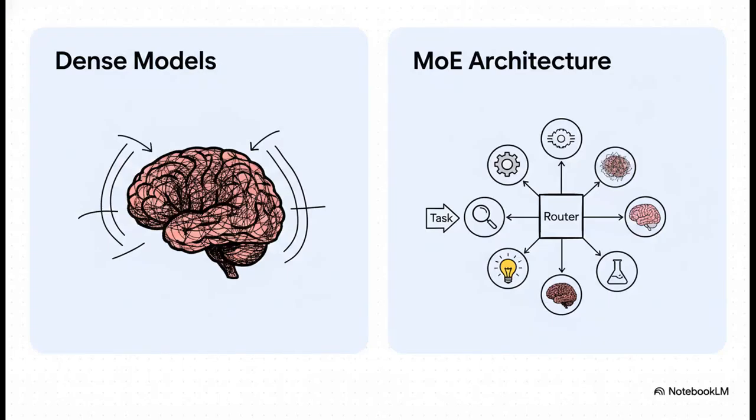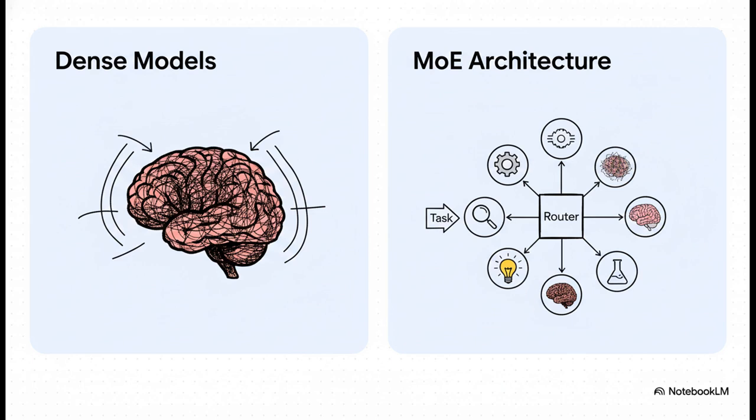You know, most AI models you hear about are dense. You can think of it like a single giant brain where every single neuron has to light up for every single task. It doesn't matter if you're writing a poem or solving a complex math problem, the whole brain works on it. It's powerful, sure, but it's incredibly wasteful.